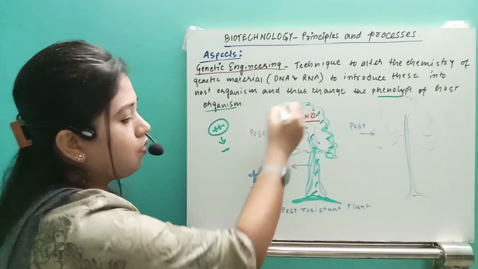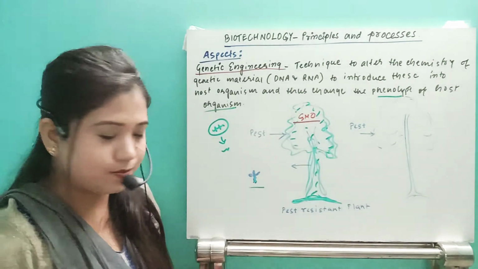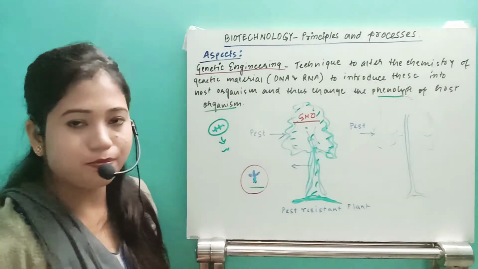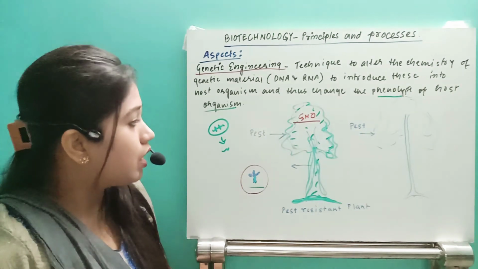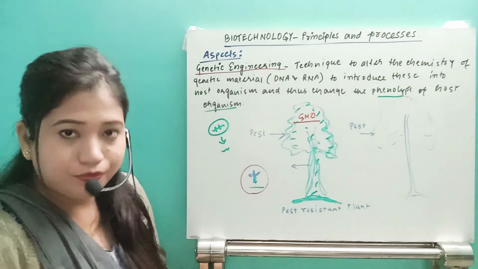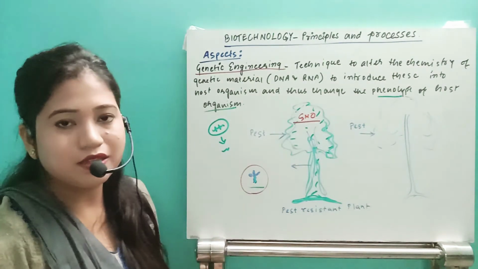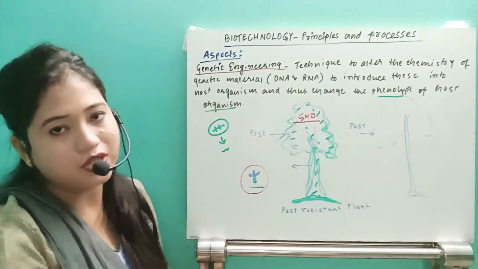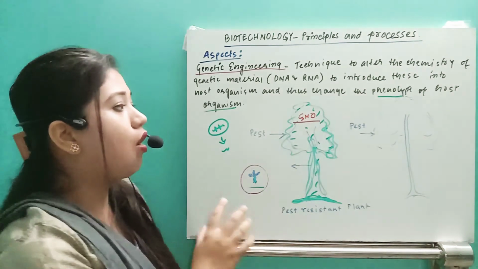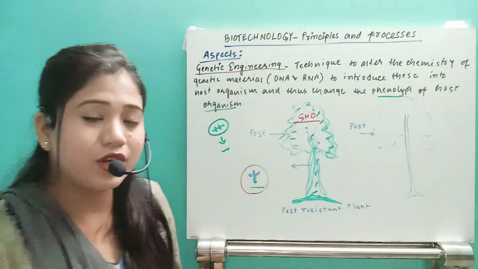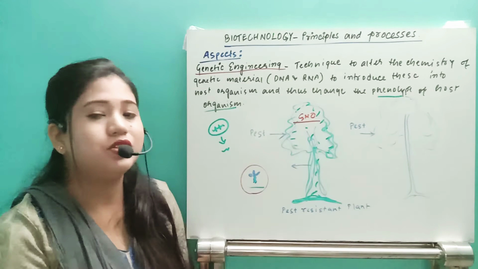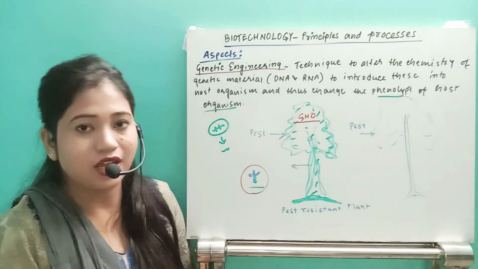That means we alter the genetic makeup of this plant, isn't it? Whenever it was in the sapling state, and then it converts into a big plant, suppose, then it will start to express its character and become the pest resistant plant. So that type of organism where gene manipulation is done is known as a genetically modified organism.